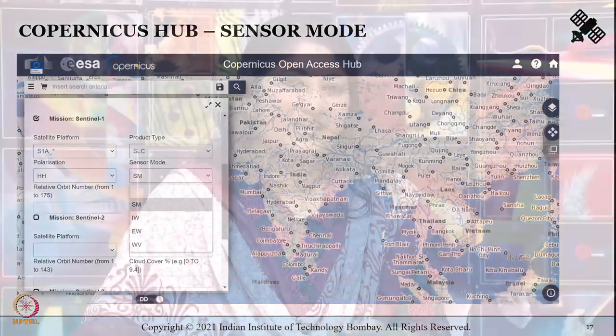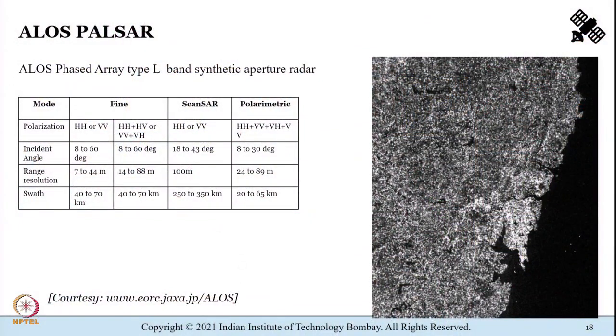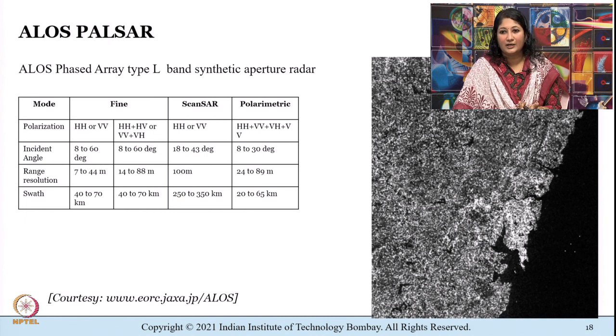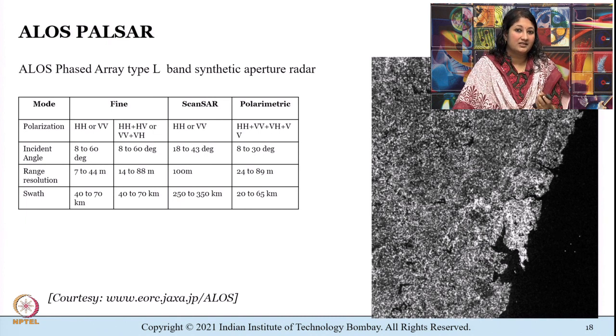Now, during the upcoming tutorials, we shall be accessing and working with ALOS PALSAR data sets. This is the right time to know a little bit about them. ALOS stands for Advanced Land Observing Satellite, and it is a satellite from JAXA, that is Japan Aerospace Exploration Agency. It was launched in the year 2006. And coming to PALSAR, that stands for Phased Array type L-band Synthetic Aperture Radar.